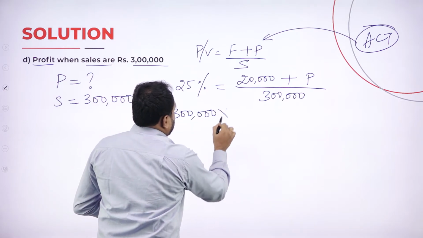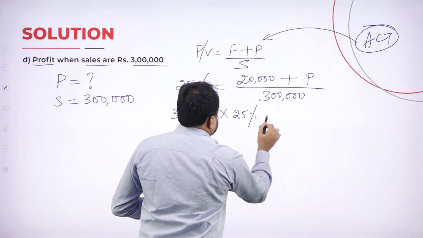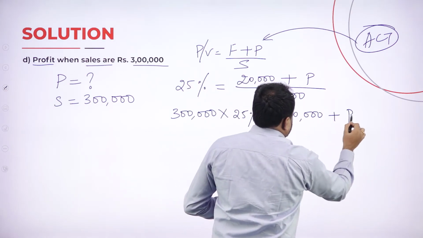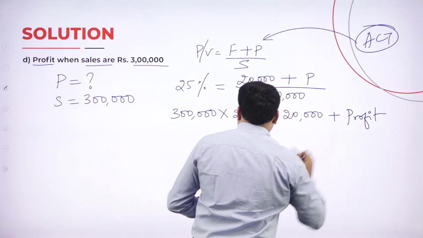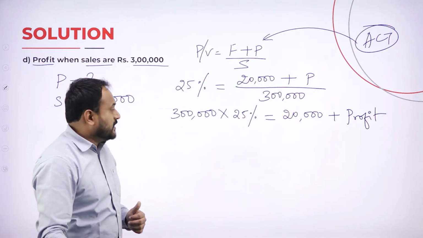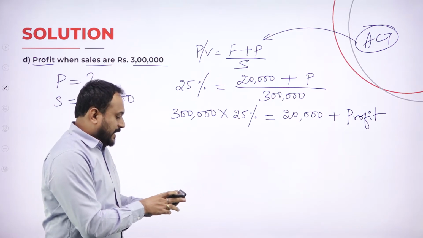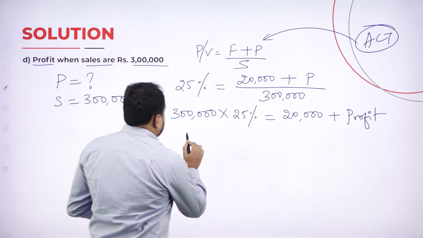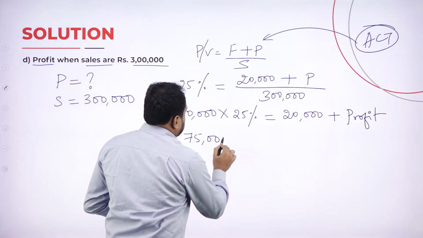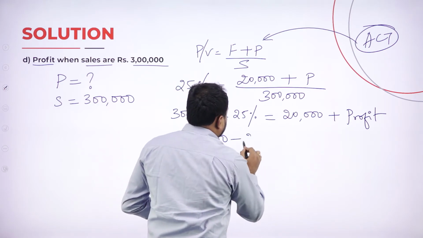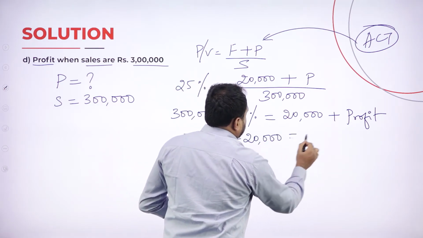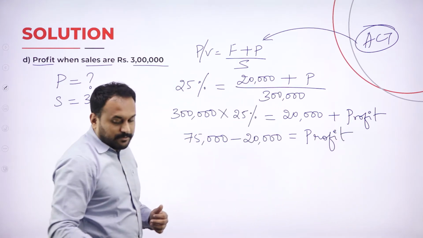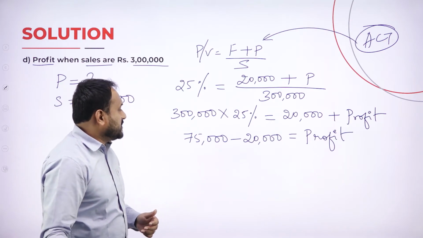3 lakh into 25% is equal to, now remaining you write 20,000 plus profit. Now here 3 lakh, 25% you are supposed to take, that is 3 lakh into 25% is 75,000. So I'll write here 75,000. This will come here minus 20,000 is equal to profit. So my profit is how much? 75 minus 20 is 55.